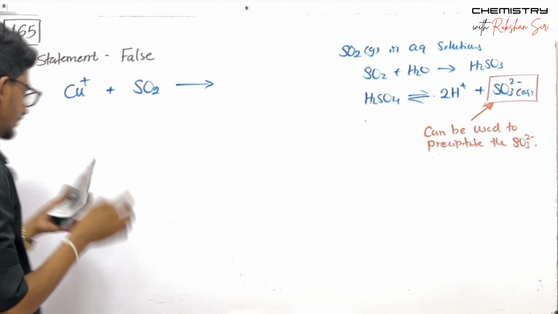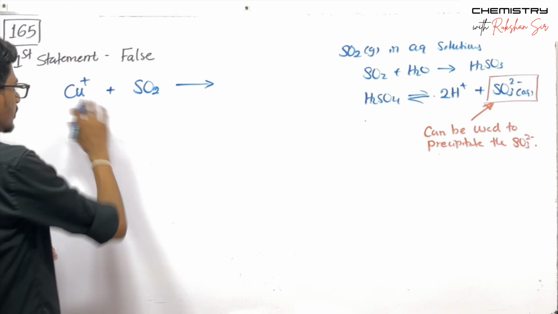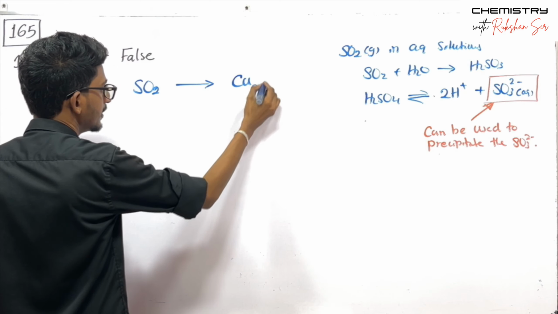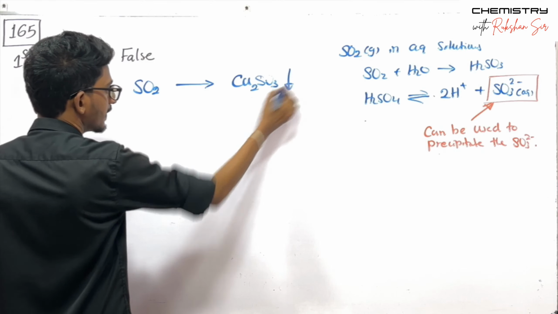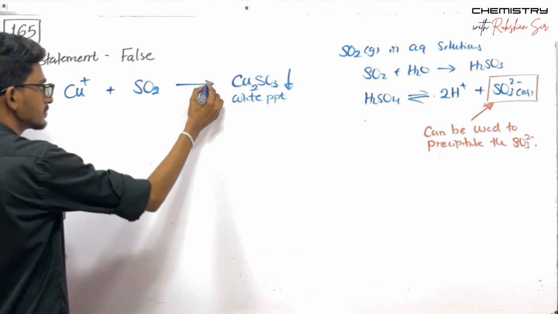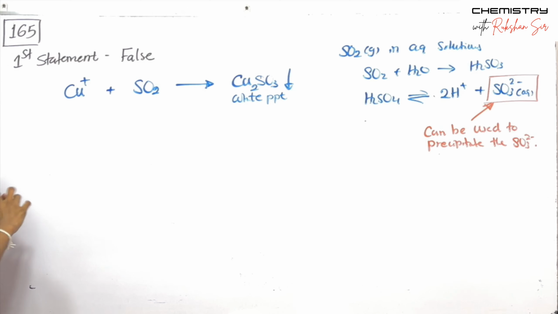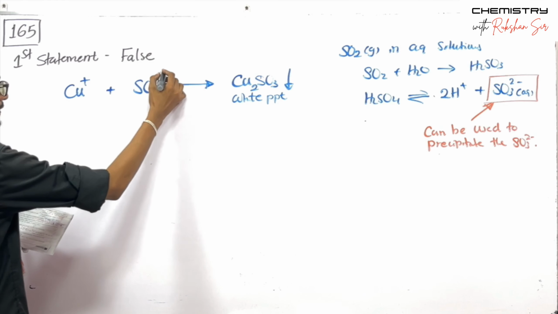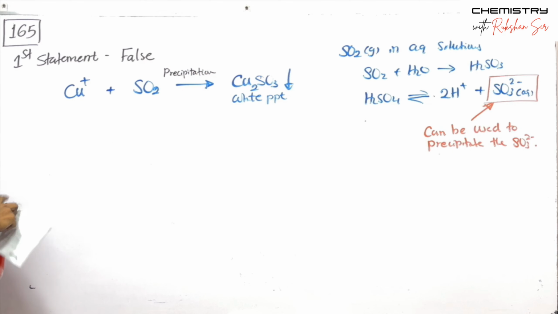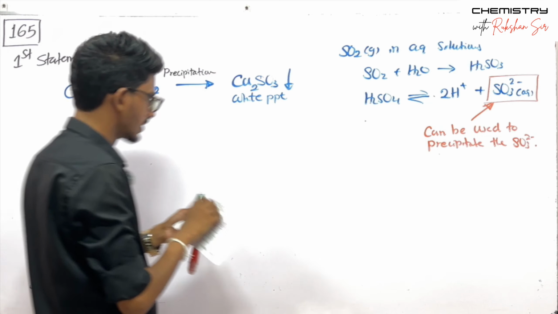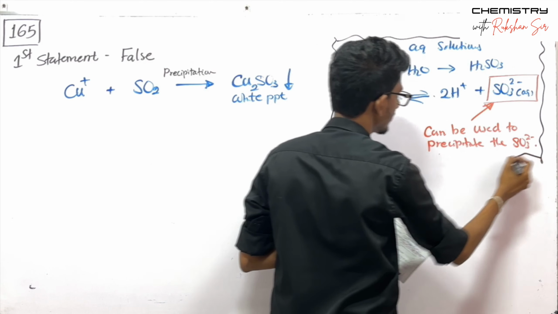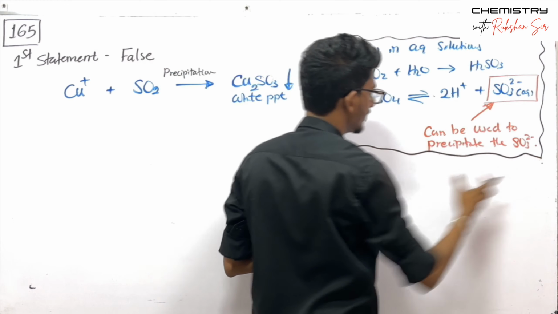Okay, so that is what happens here. With this, you are able to form the Cu2SO3, which is a white precipitate. This is a precipitation reaction, right? SO2 gas in aqueous solutions means SO3 2 minus ions. That is the idea there.